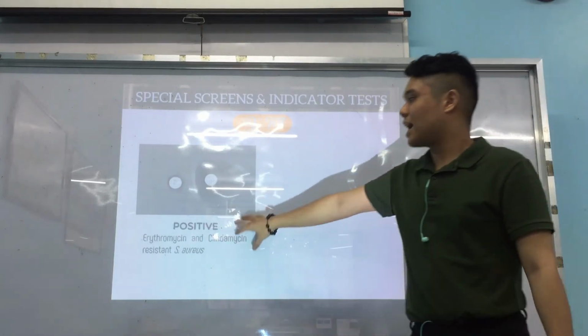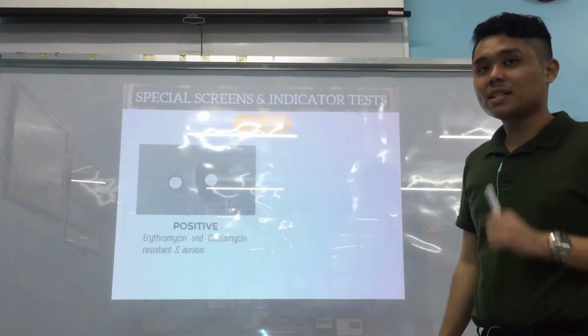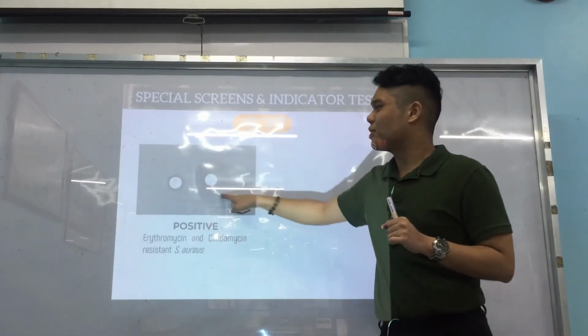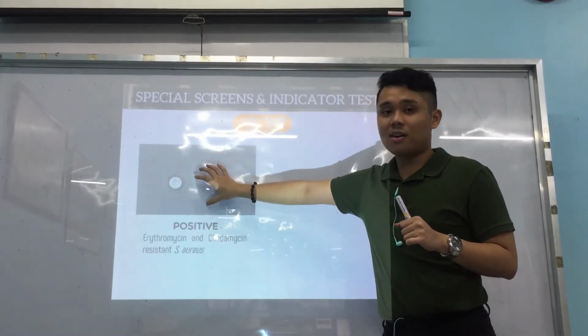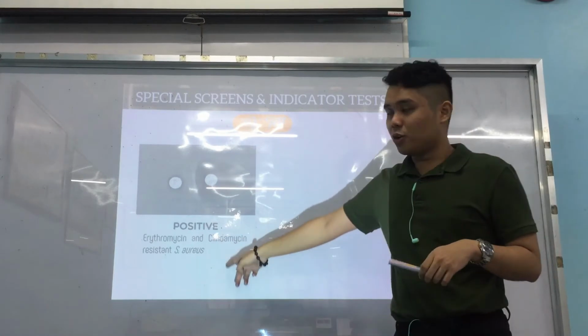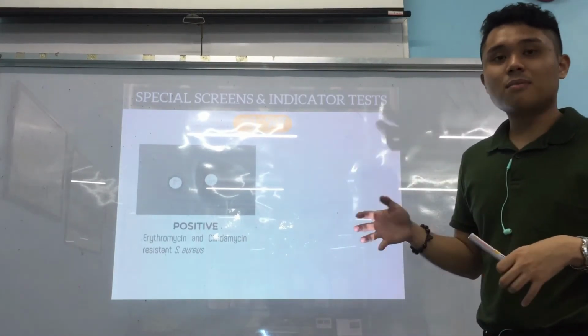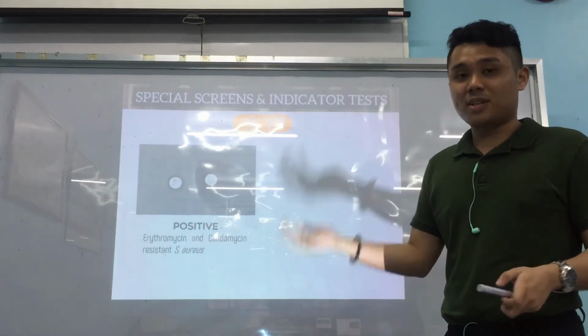So you report this as erythromycin and clindamycin resistant S aureus. Because again, despite the zone of inhibition, the presence of this D zone, or D blunting or flattening, indicates a possibility that the S aureus is resistant to clindamycin in the presence of another drug. So we still report it as resistant.